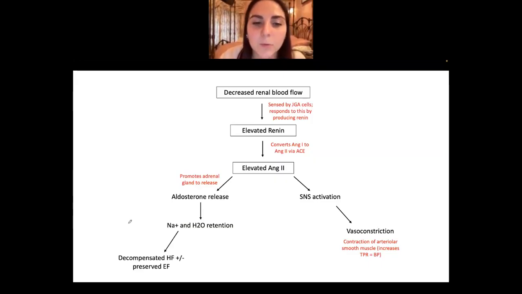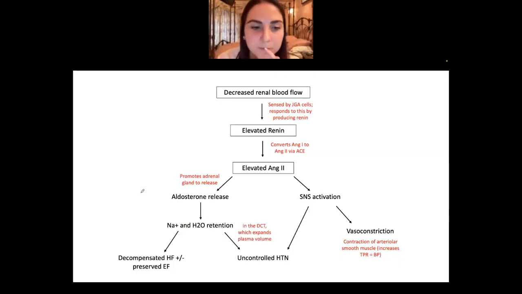And then your sodium and water retention, if the patient already has heart failure, they're going to decompensate. And this is when they go into decompensated heart failure plus or minus preserved ejection fraction. So I know this is not heart failure, but it's the same path. But in heart failure, they're saying that there's a preserved ejection fraction because the heart's fine. What's causing that decompensation is now this increase in aldosterone and angiotensin 2.